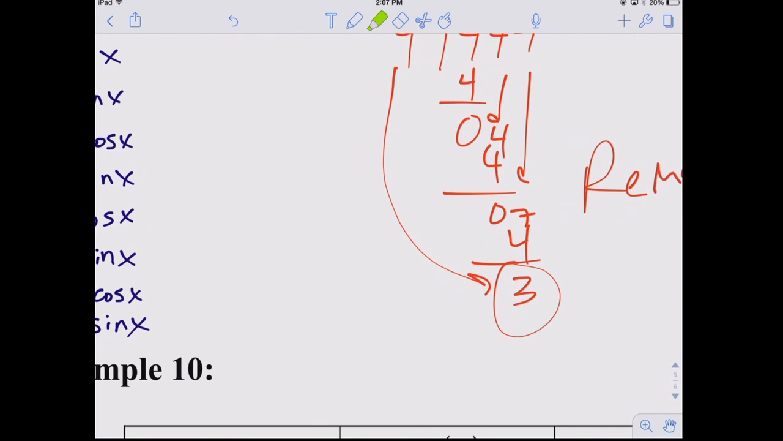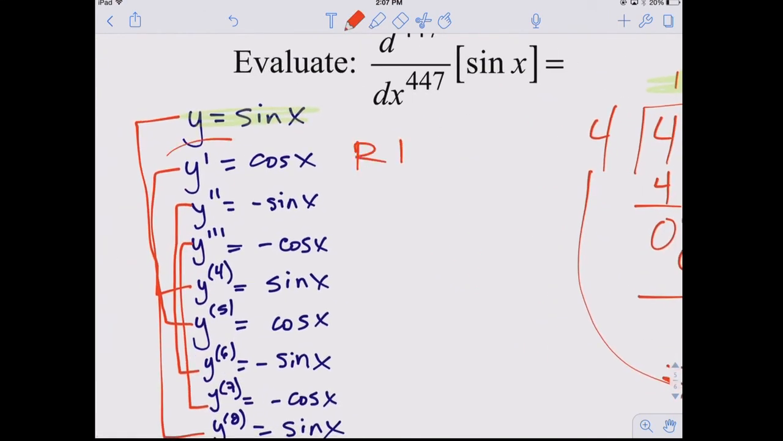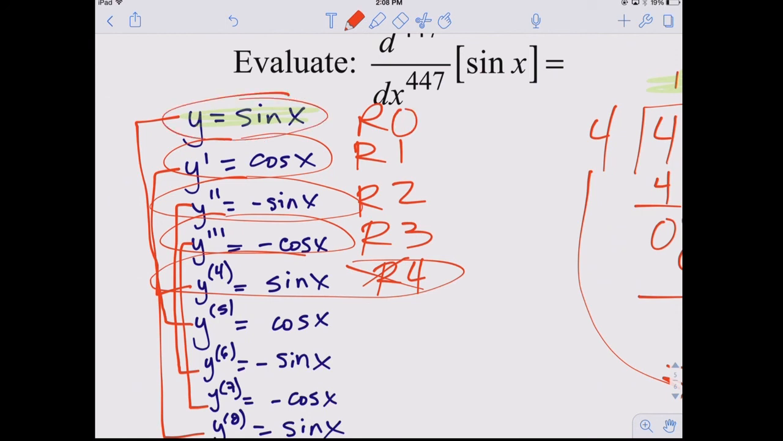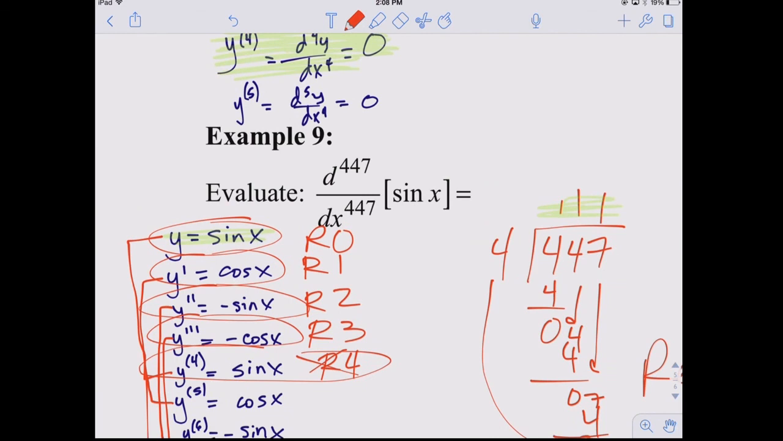All I got to do is do it how many more times now? 3. So if your remainder is 1, it's going to be equivalent to y prime. If your remainder is 2, it's going to be equivalent to y double prime. If our remainder was 3, it's equivalent to y triple prime. If your remainder is 4, you divided wrong. But if your remainder is 0, of course it's the original function. So our remainder was what? 3. So it's negative cosine of x.